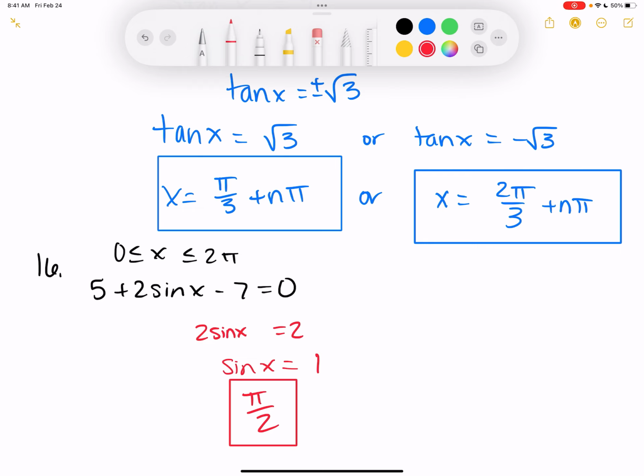And we can check the specific ones, or well, technically we should check the specific ones by plugging it back in. So 5 plus 2 sine of pi over 2 minus 7. So sine of pi over 2 we just said is 1. So 5 plus 2 minus 7. So 0 equals 0. So that's good.